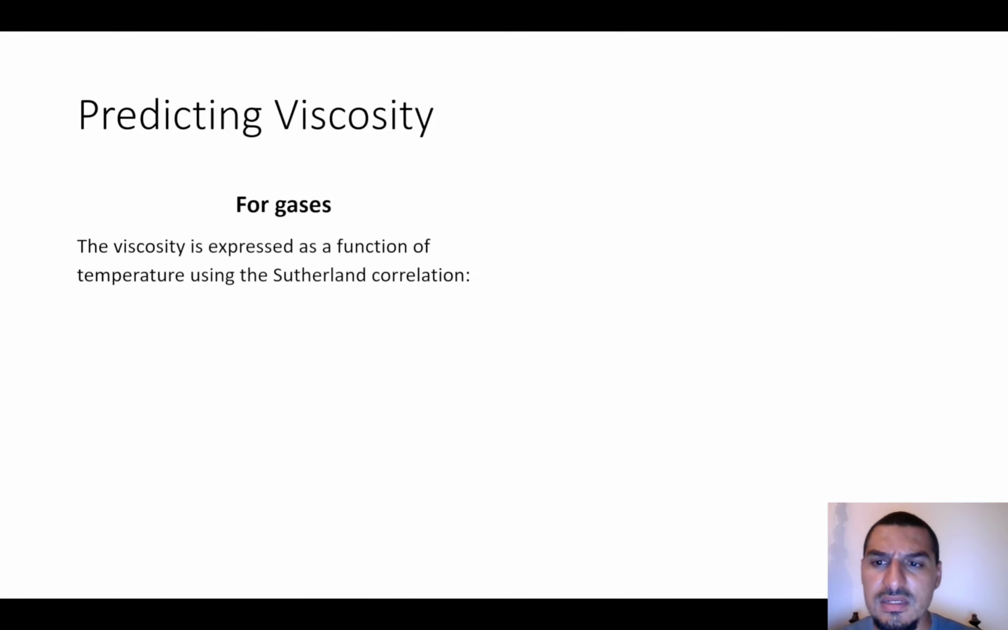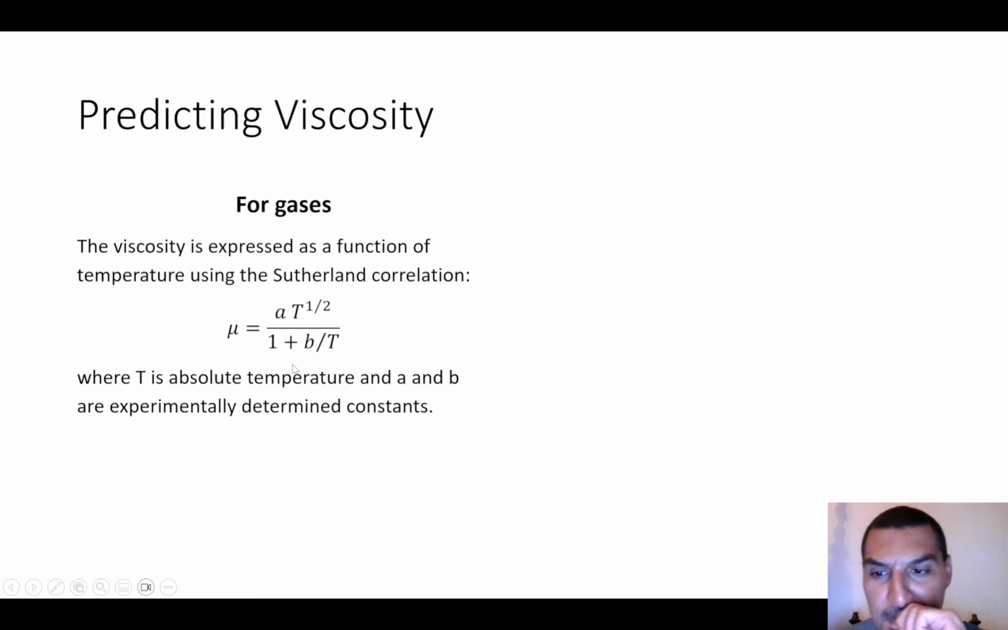For gases, there is a correlation called the Sutherland correlation, where you have the viscosity as a function of temperature, and there are two parameters, A and B. A and B are constants that are experimentally determined for a specific gas. So A and B depend on the type of gas, and T is the temperature.